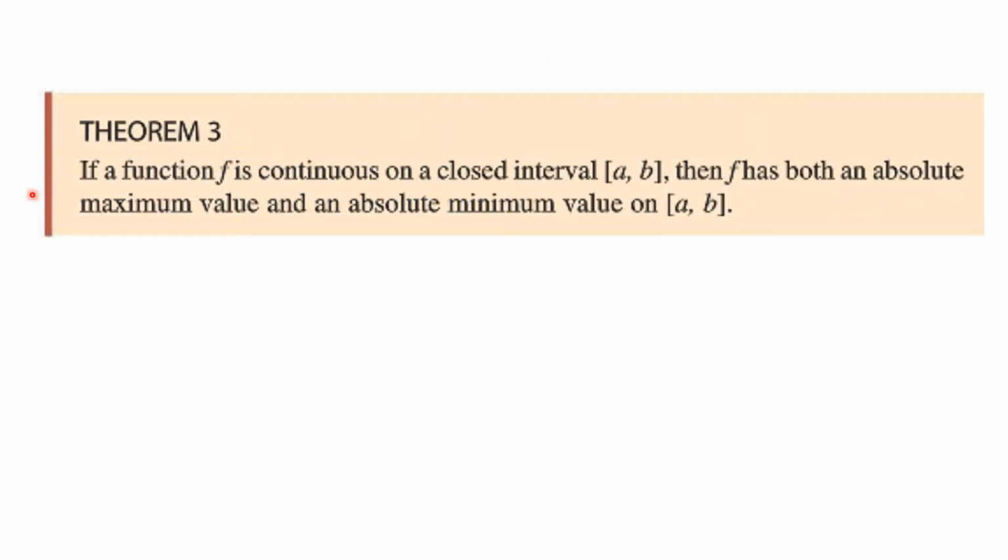Here's the theorem that tells us an important case when we have these and can find them. If a function f is continuous on a closed interval [a, b], this means that both a and b are included in this interval, and this is a finite interval, then f has both an absolute maximum value and an absolute minimum value, and those values are achieved on the closed interval [a, b]. So there are numbers in between a and b, or perhaps at a and b, where f does achieve these values.